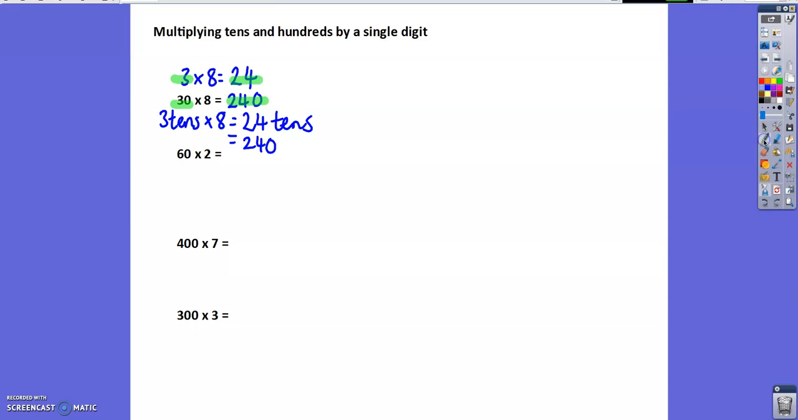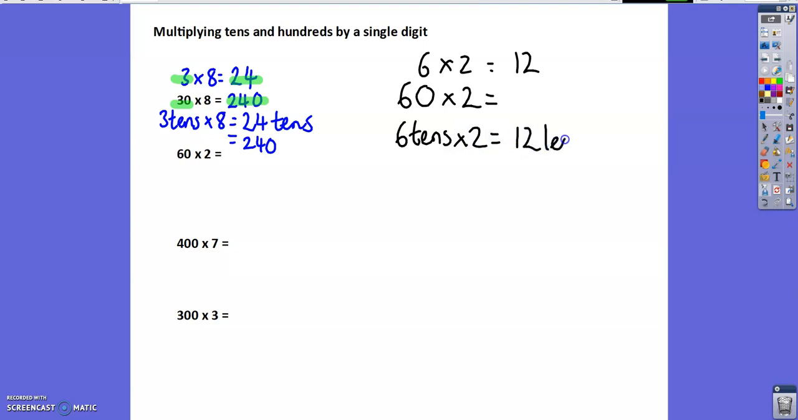So let's look at that for 60 times 2. I'm just going to bring 60 times 2 over to here to give myself a bit more space. So if I know 6 times 2, I can do 60 times 2. I know 6 times 2 is 12. So here I have for 60 times 2, 6 tens multiplied by 2. So 6 times 2 is 12, so this is going to give me 12 tens. Now I know 12 tens are 120, so 60 times 2 is 120. And once again we can see here our 60 is 10 times bigger than our 6, so our 120 is 10 times bigger than our 12.